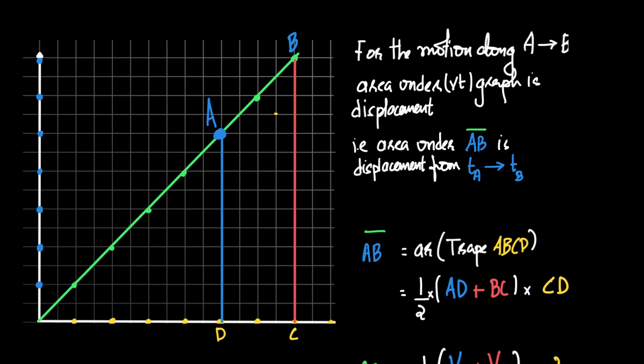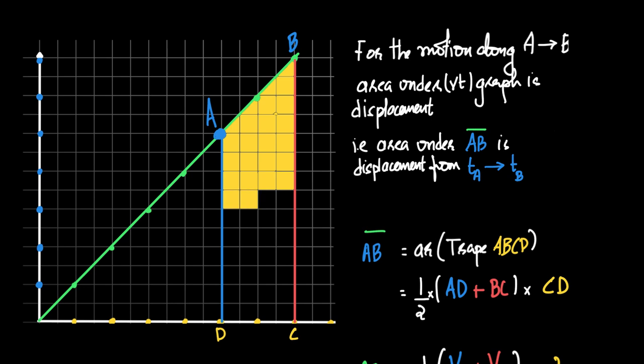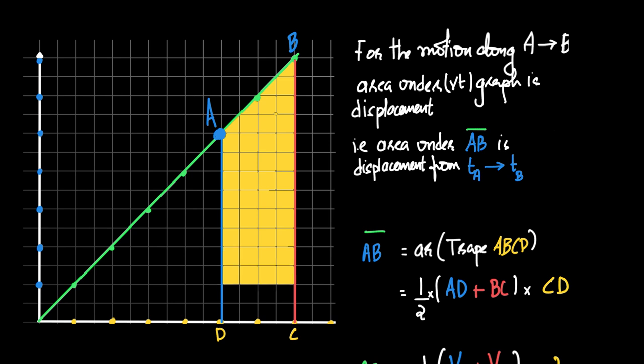Does that make sense? Let's see that one more time. So the area under this graph, which is the sum of all these small areas here. If you add all these, what do you get? What we get is the area under AB, which is displacement AB.